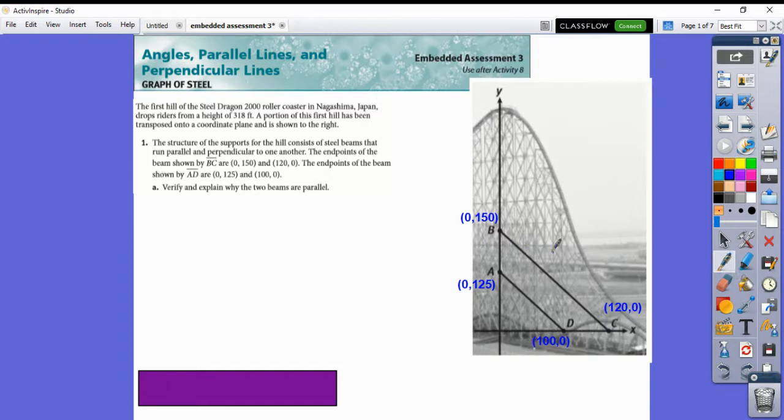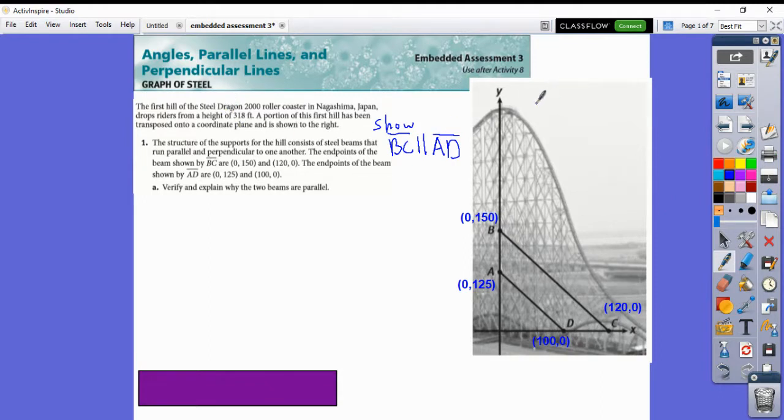So the goal is to show that segment BC is parallel to segment AD. Well, we've got to think, how can we do that? What do we know about segments, also lines that are parallel? Well, we know that they have the same slope. So if we can calculate the slope for segment BC, and we can show that it comes out to be the same thing as the slope for segment AD, we'll be in business.